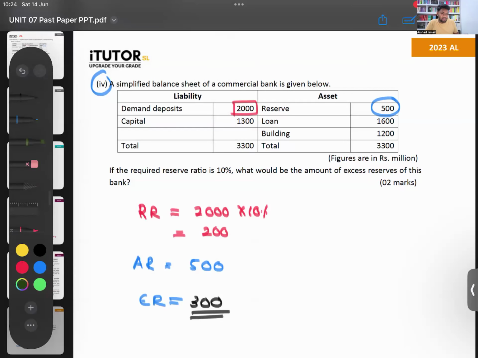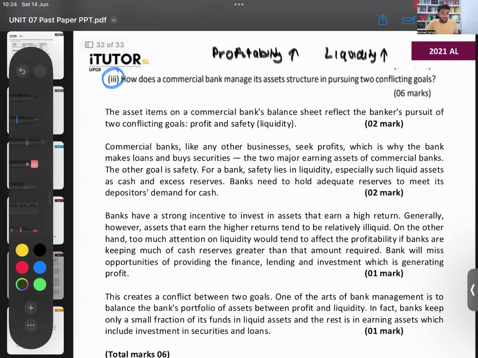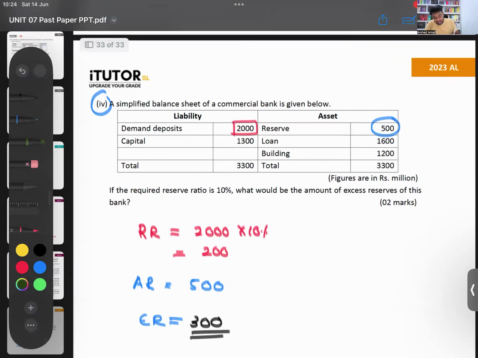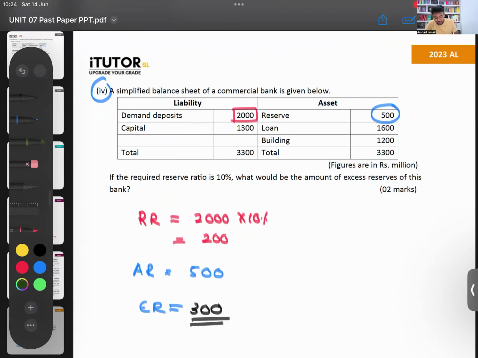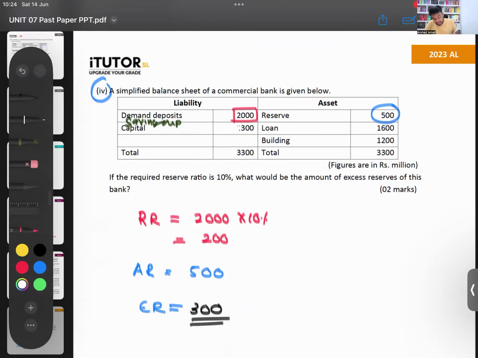Now, they have given you demand deposits here of 2,000, but what if along with that they give another line item, savings deposits? How do you do the question then? Let's say this demand deposits is 2,000. Capital, I'll make it 300, and I'll put savings deposits of 1,000.